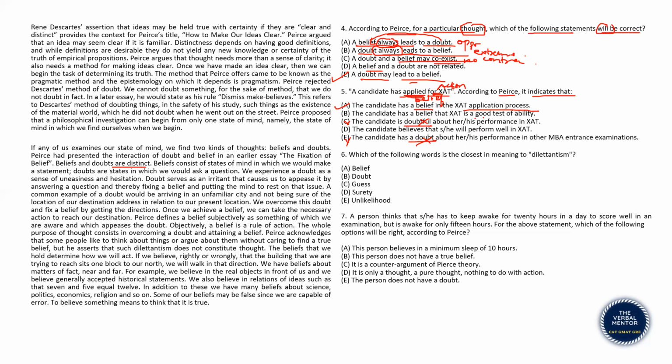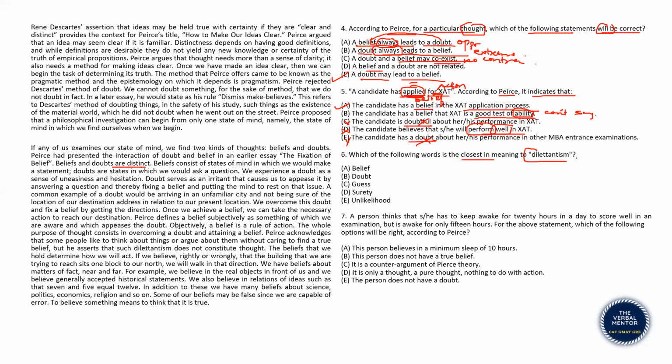Does he have belief that ZAT is a good test of ability? Can't say. All that we know is that he has applied to the college, so he has a belief in the application process only. We are going to limit ourselves to this part. We are not going to draw far-fetched conclusions, jump the gun. The candidate believes that he or she will perform well in the performance again. He has only applied. Whether or not he'll perform, he doesn't have a belief about that. So B should be the correct answer.